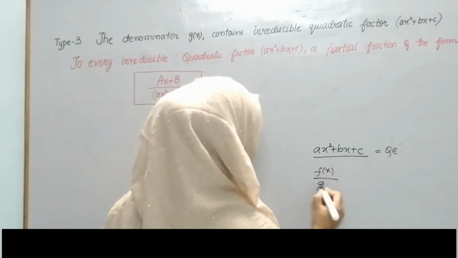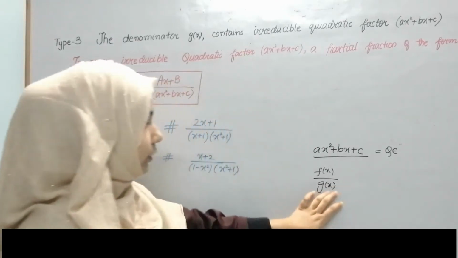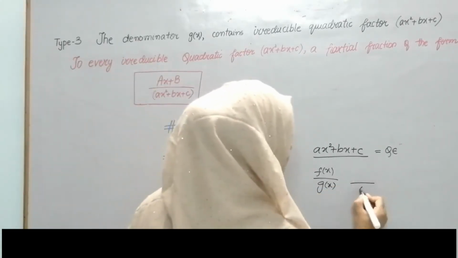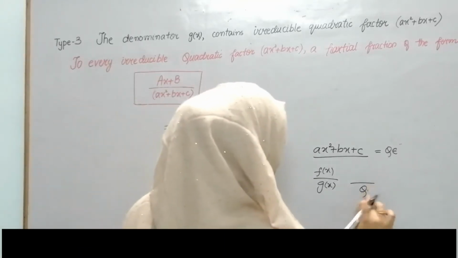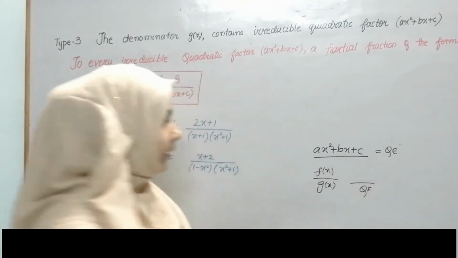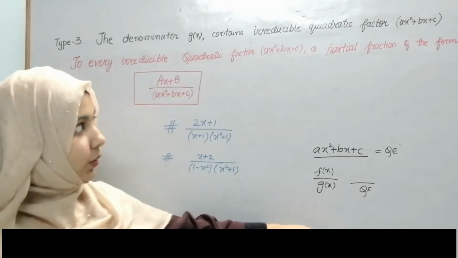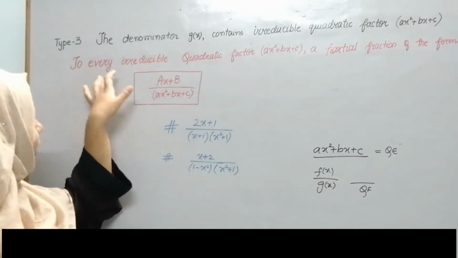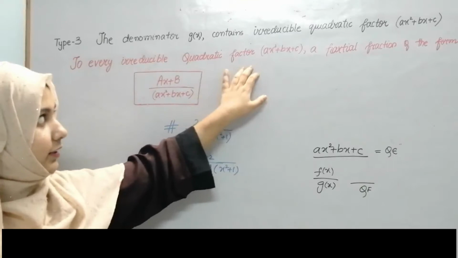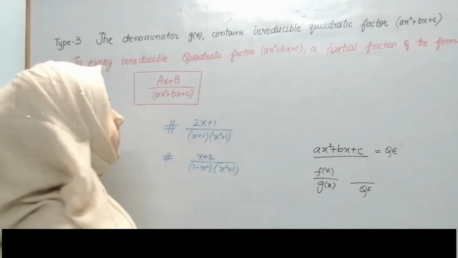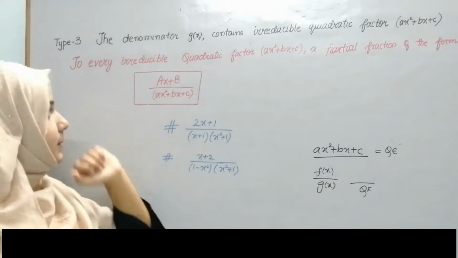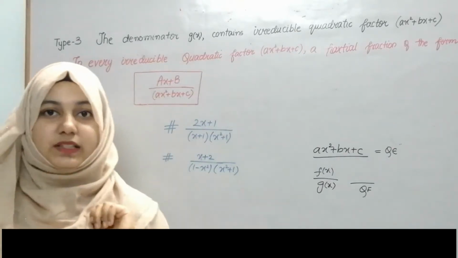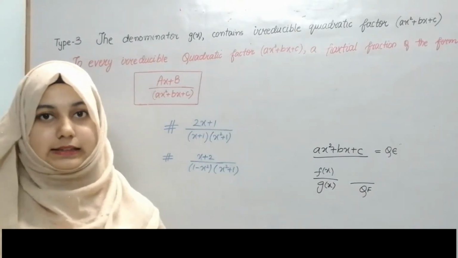in f of x by g of x, this denominator is a quadratic factor. So what will I be doing? To every irreducible quadratic factor, suppose the quadratic factor is ax square plus bx plus c, a partial fraction of the form ax plus b by ax square plus bx plus c exists.